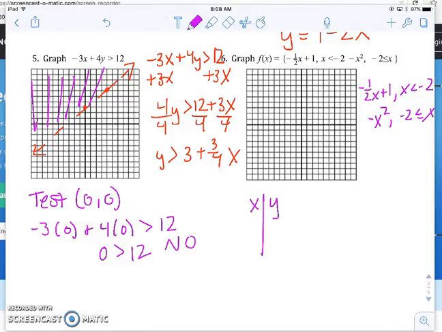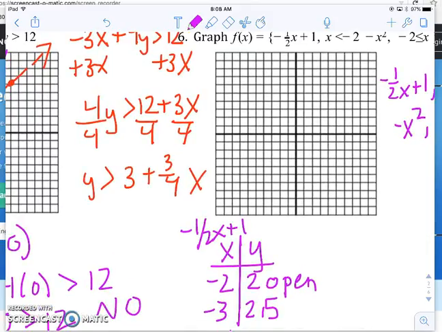So if we make this xy table, so negative 1/2 x plus 1, negative 2, and we need values less, so negative 3 and negative 4. So if we plug in negative 2, negative 1/2 times negative 2 is 1, plus 1 is 2. Negative 1/2 times negative 3 would be 1.5, so plus 1 is 2.5. Negative 1/2 times negative 4 is 2, plus 1 is 3. And when we graph this, this would be with an open circle. So negative 2, 2, we have an open.